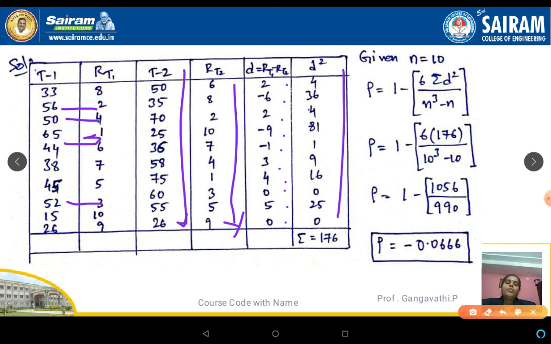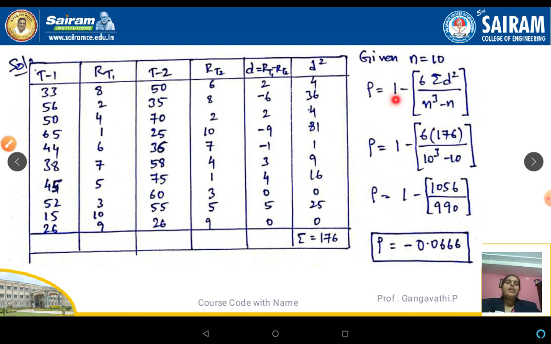Square and enter those values here, and on summing up the differences we get the summation 166. To evaluate the rank correlation, we have a formula given by rho equals 1 minus 6 sigma d squared divided by n cubed minus n. Substituting the values for d squared and n, and simplifying, we get the rho value as minus 0.066.